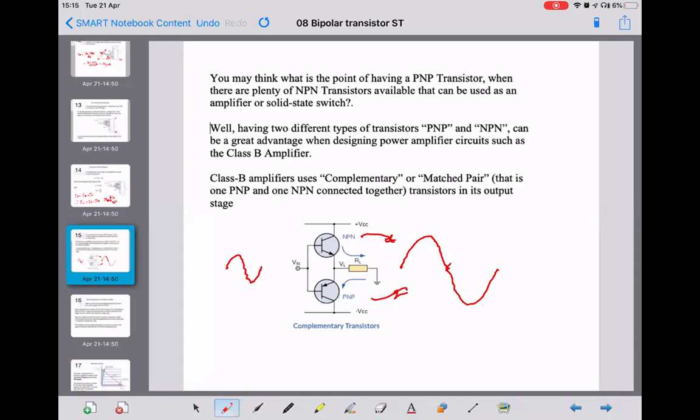Also, there's another circuit, I don't know if I'll get a chance to cover it, where you have two transistors in what's called a Darlington pair. So you're actually amplifying the signal once and then amplifying it again. So you get a much bigger current amplification and voltage amplification out of two transistors than you do one.